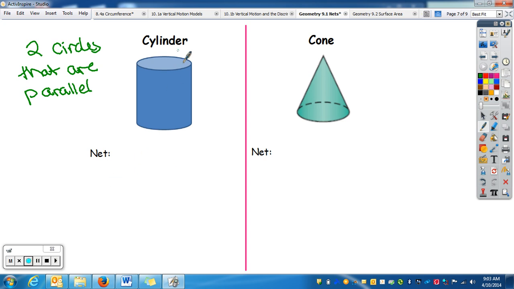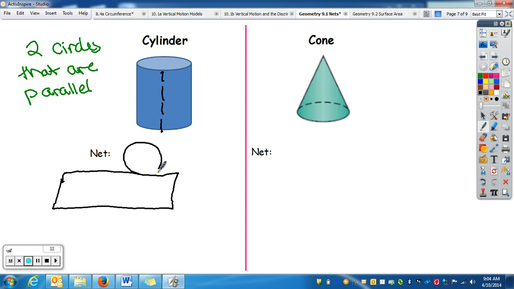So the net of this, if I would cut along, let me change colors here, this right here, okay, and then I kind of cut around the circle, the middle part would actually be a rectangle. And then I would have a circle on one and a circle on the other. And again, these circles could be anywhere on here. They don't have to be directly across from each other, but you do have that rectangle in the middle.